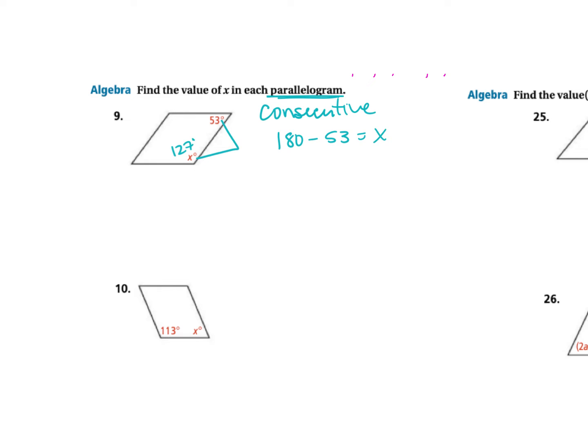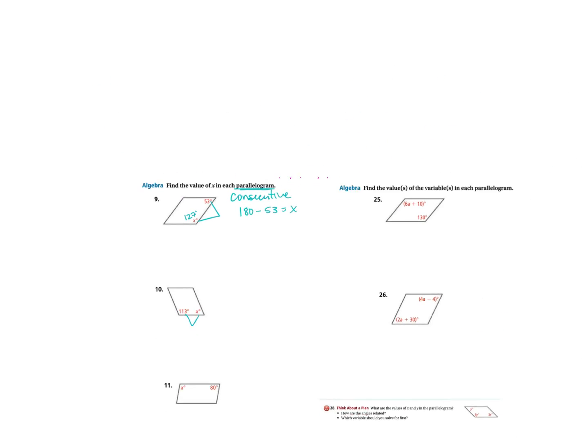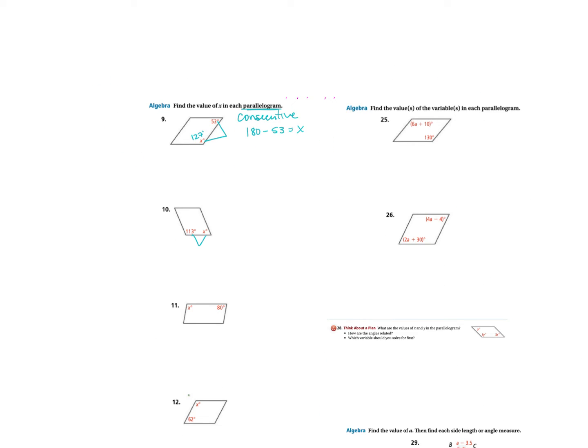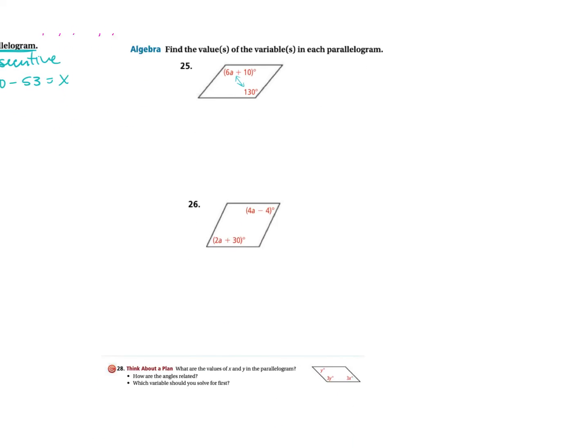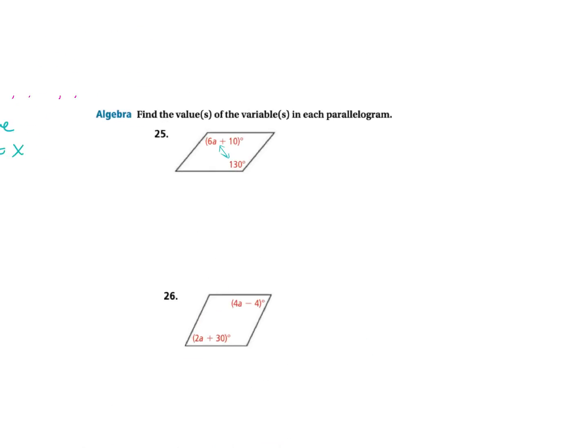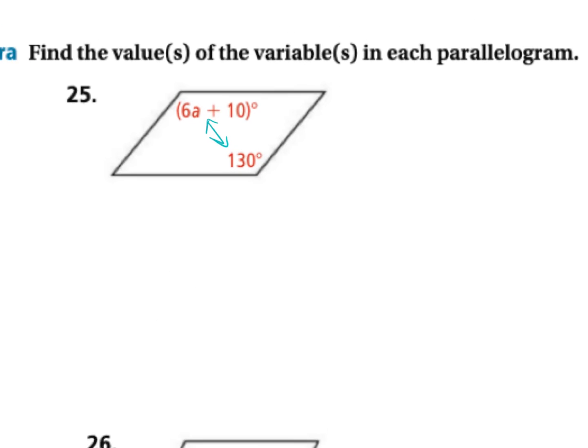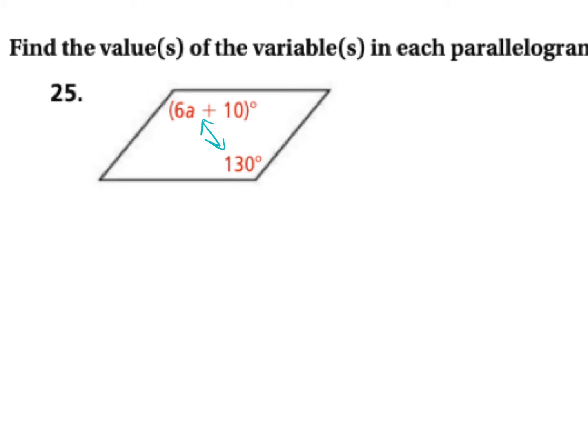Okay, so just remember consecutives. That means these would be supplementary in number 10, and these would be supplementary, and these would be supplementary. Right, so all of those are supplementary. When they are opposite angles across from each other, like you see in 25 and 26, then those are going to be equal. So those ones you're just saying 6a plus 10 equals 130, and then you solve.